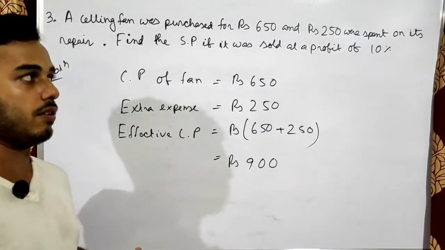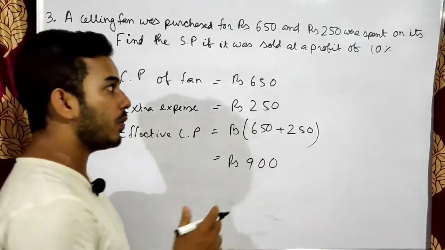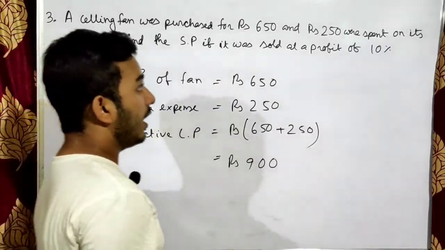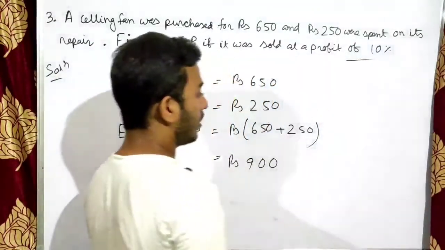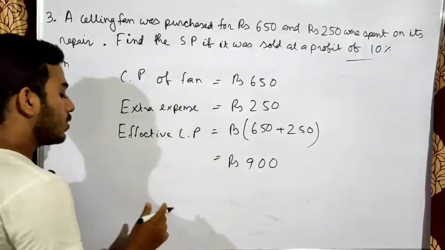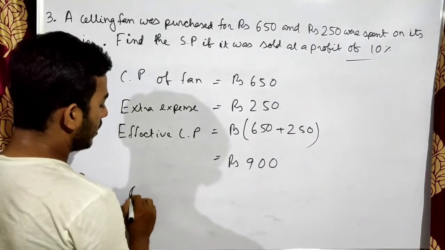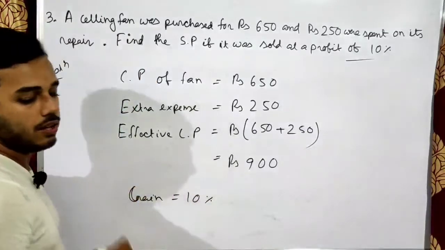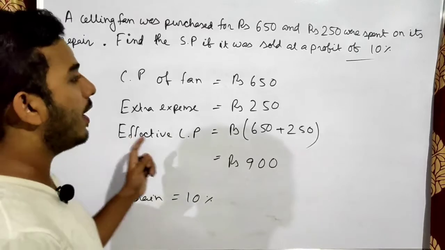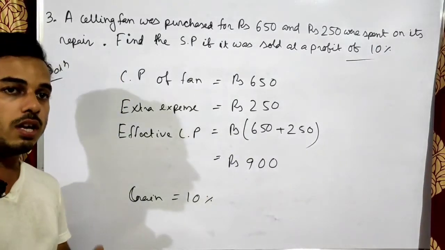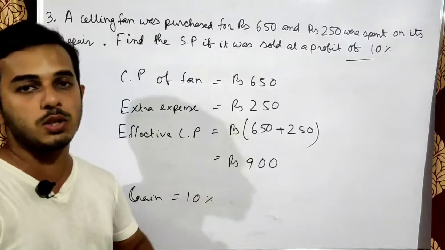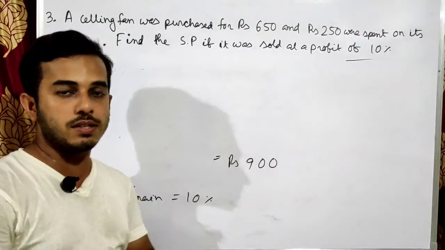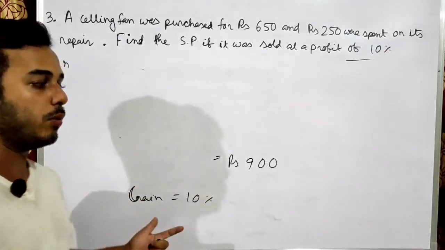Okay, and one more thing is given in the question. The shopkeeper sold the fan at a profit of 10%. So we will here write gain equals 10%. Okay, up to this clear? So now we know what we have to find. We have to find the selling price. We know the relation of selling price and gain as well as CP, isn't it? So we'll use the relation of SP as well as this CP into gain, and then we can easily find out.